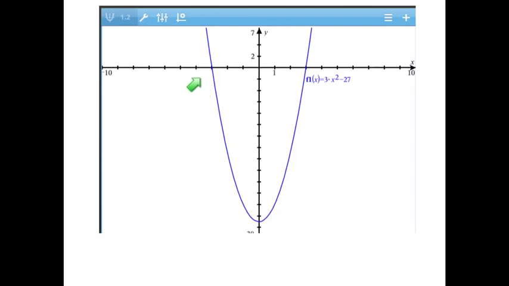These x-intercepts are also called the zeros of the equation, because at this point the value of y is 0, and at this point the value of y is 0. They're the x-intercepts because it's where they intercept the x-axis. Anywhere on the x-axis, the value of y for the coordinate is going to be 0.